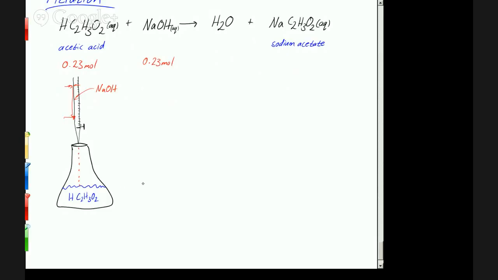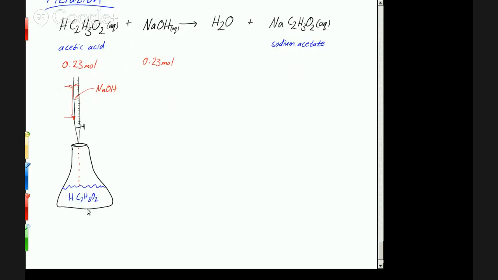It turns color. We use what's called an indicator, which is just a chemical that turns color on one side or the other of the acid-base spectrum. So in this case, we're using something called phenolphthalein. You just put in a couple drops. And when phenolphthalein is in an acidic environment, it's clear, has no color. When it is in a basic environment, it's pink. So when that solution just first turns a little bit of pink, then we know we're no longer in an acidic environment. We've switched over.